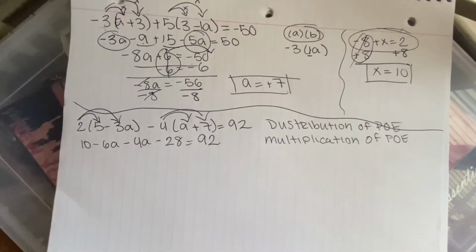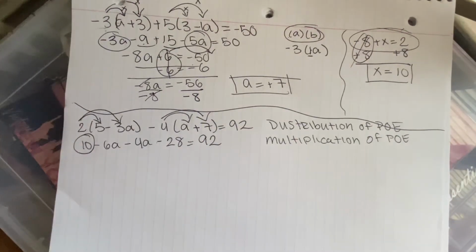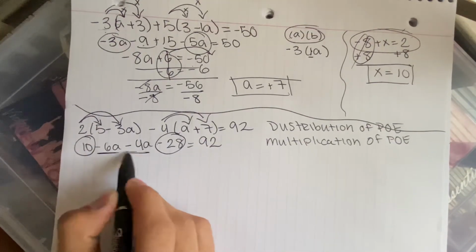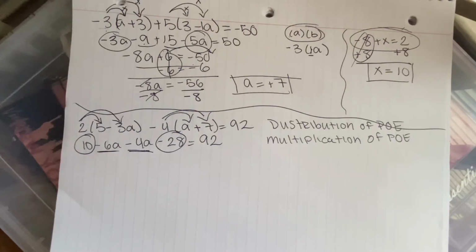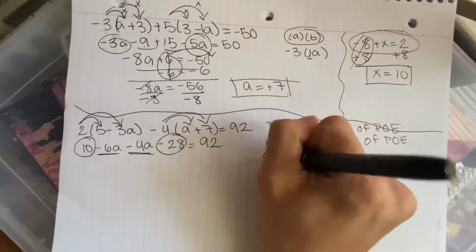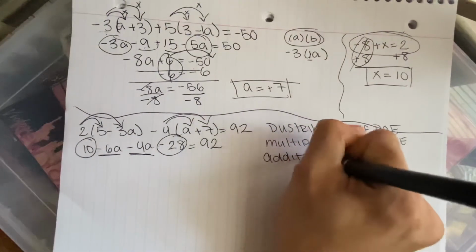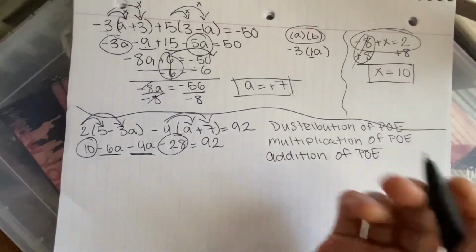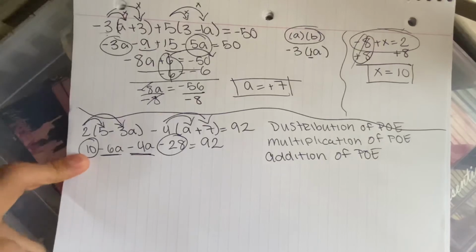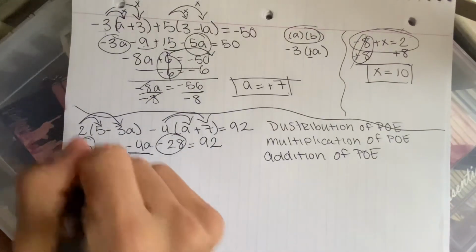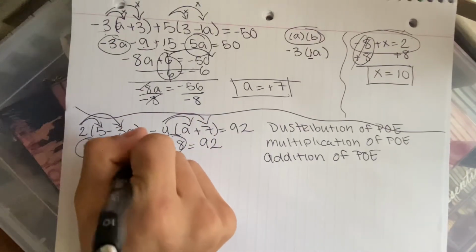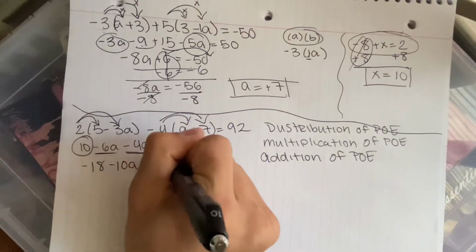Our next step is to combine like terms. I see I have a positive 10 right there, and negative 28. Those are like terms. Negative 6a and negative 4a, those are like terms, okay? So now what we're going to do is add those terms. That's considered addition of POE, properties of equations. So now we're going to do 10 minus 28. What's that going to give us? Negative 18. Negative 6a minus 4a, that's going to give us negative 10a. Put that equal to 92.